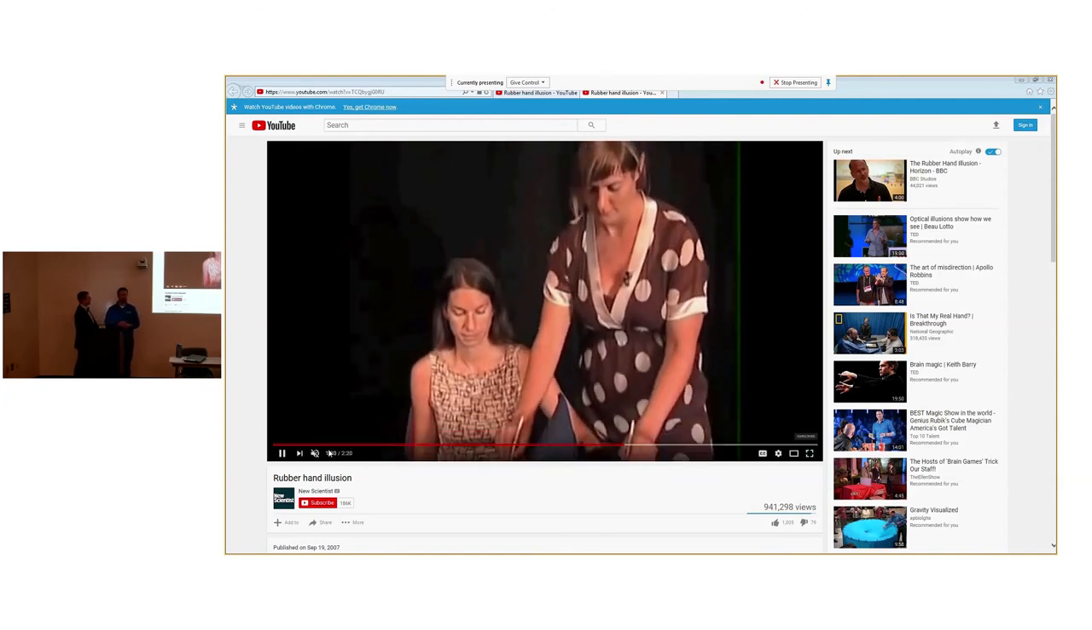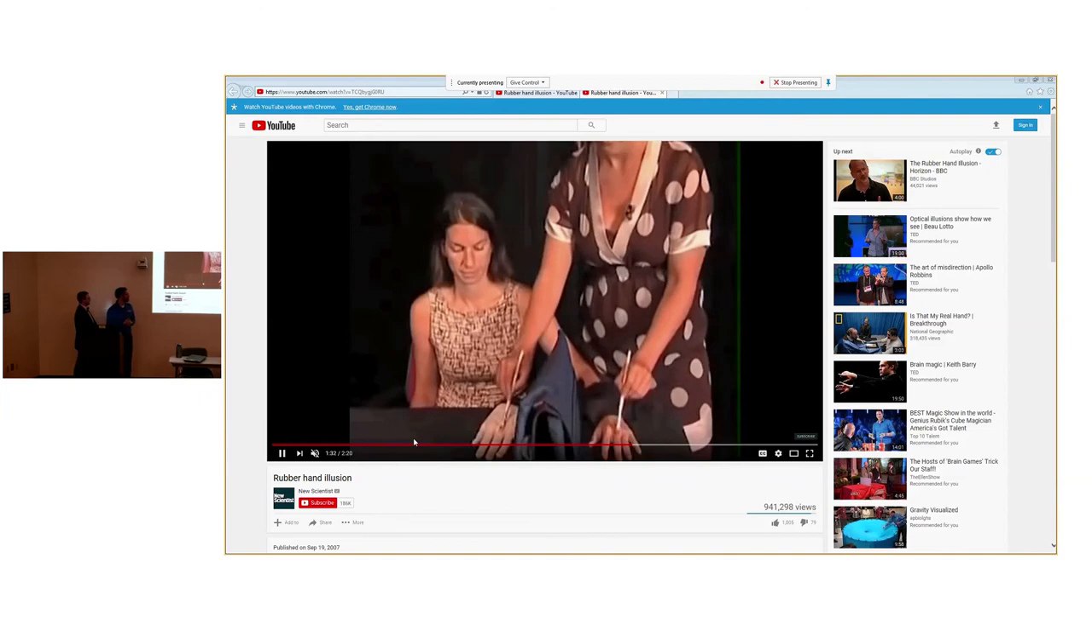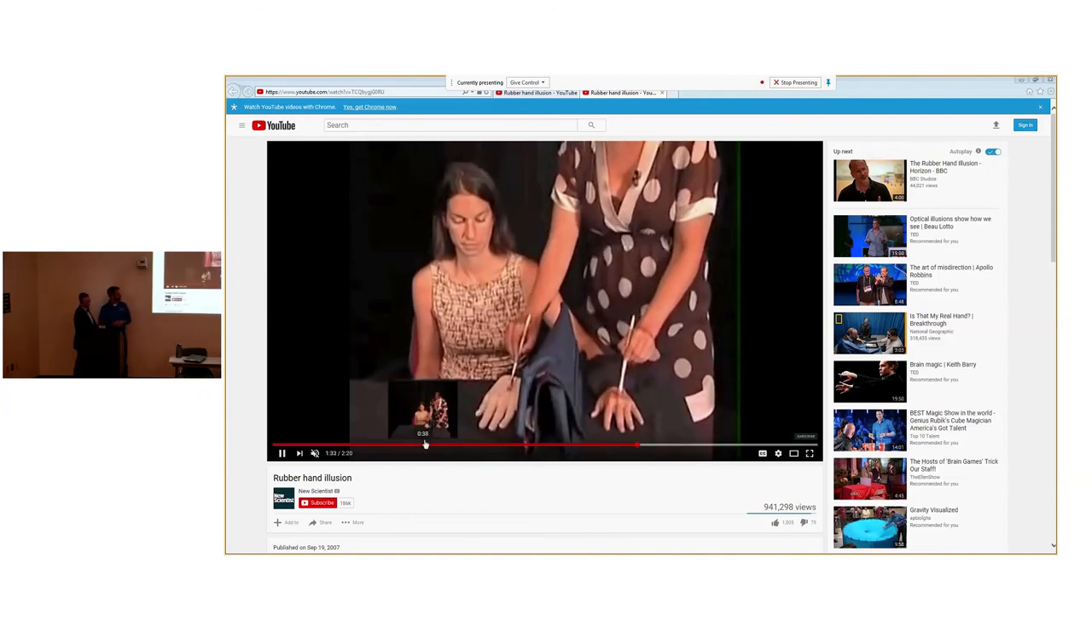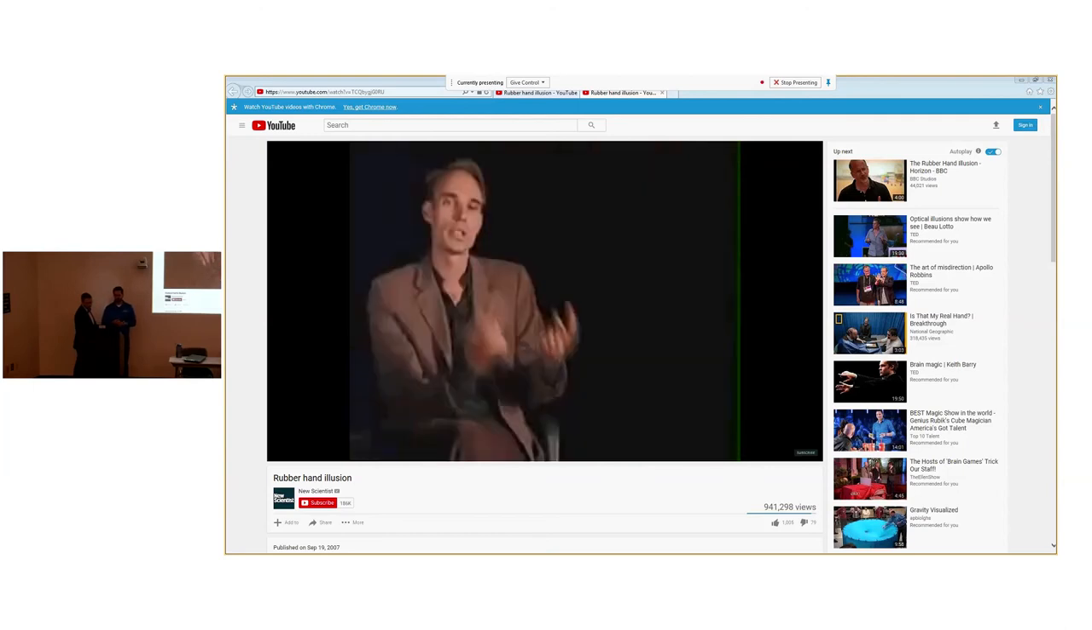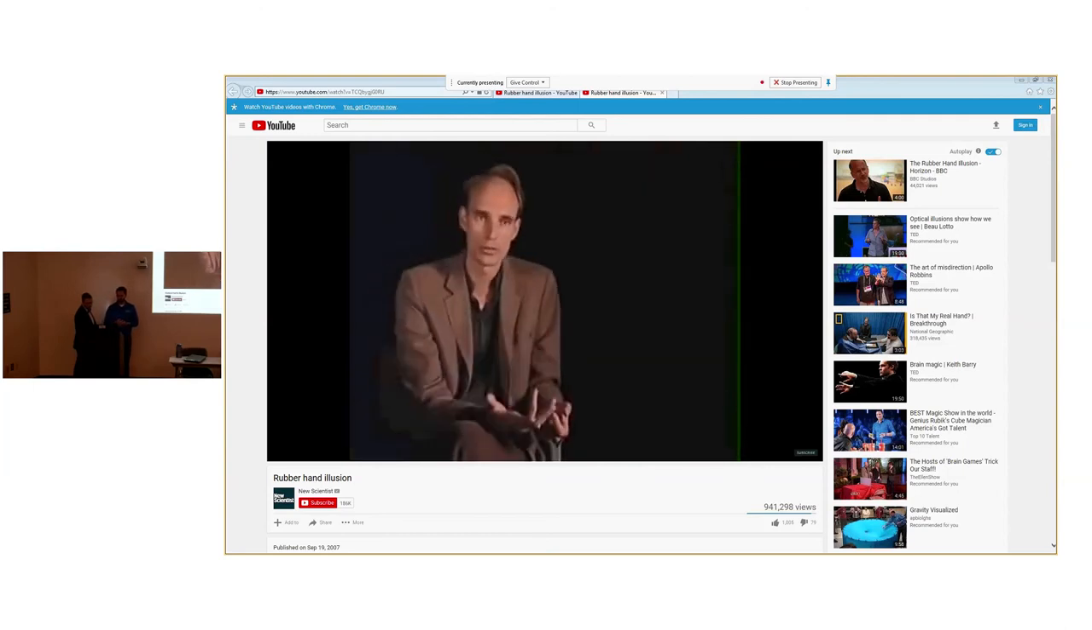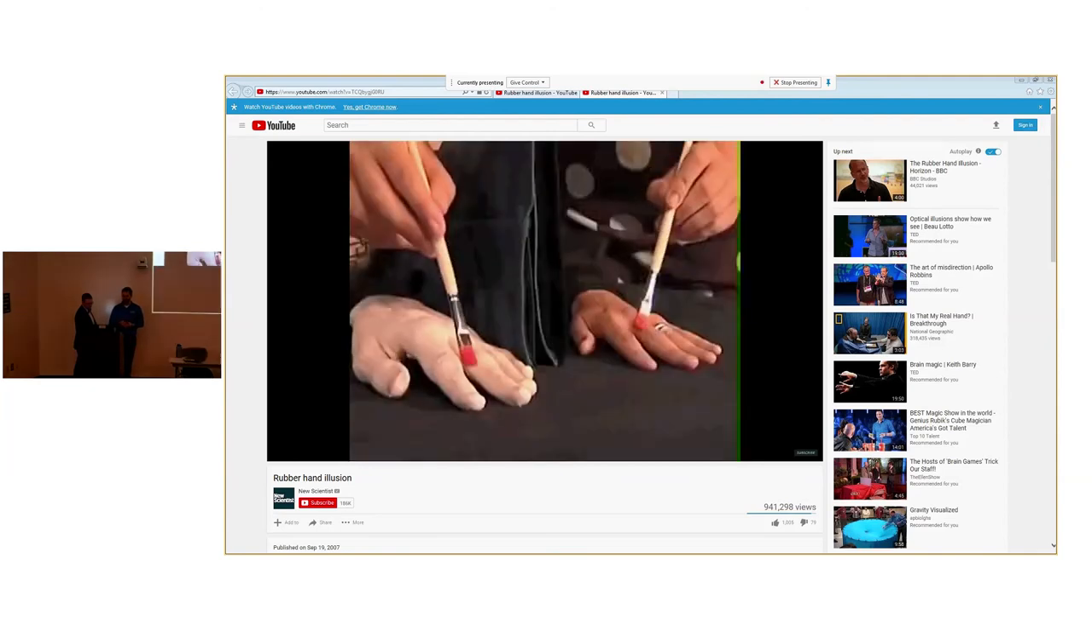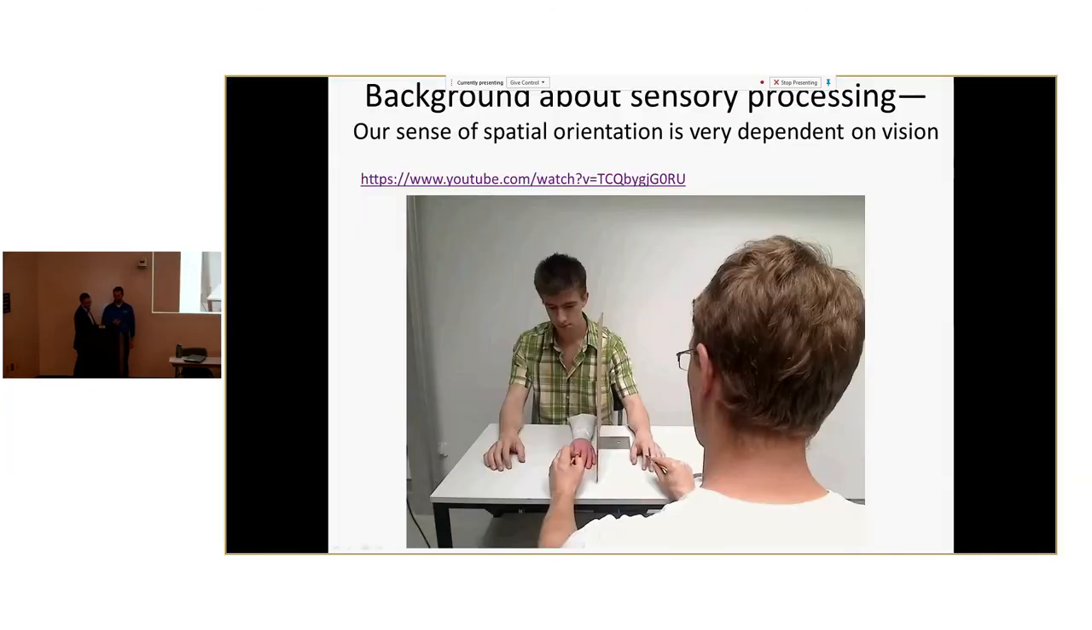Our perceptions of the world are rule-based, and sometimes we can use illusions to break those rules. But again, that points to the supremacy of visual information. So you still have that proprioception, that somatosensory information getting to your body, but we're relying on vision, saying that a rubber hand is ours.